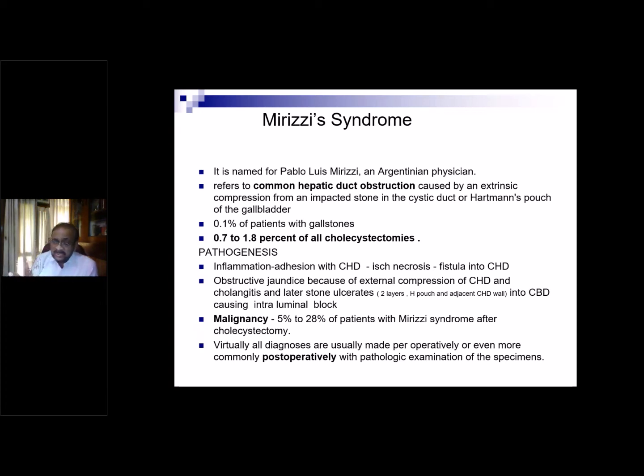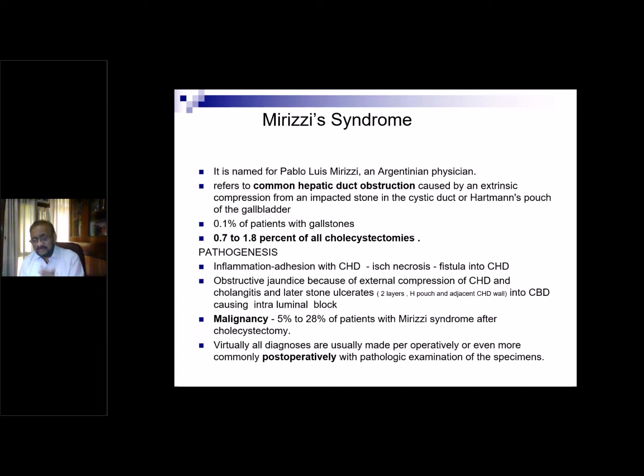And now the CHD becomes attached to the gallbladder at two sides. One is the cystic duct side, that is the normal. But here now develops a fistula into the CHD. So from that area from where the stone has burrowed into the CHD, there is a generation of a fistula. And now what will happen? The stone goes into the CHD.